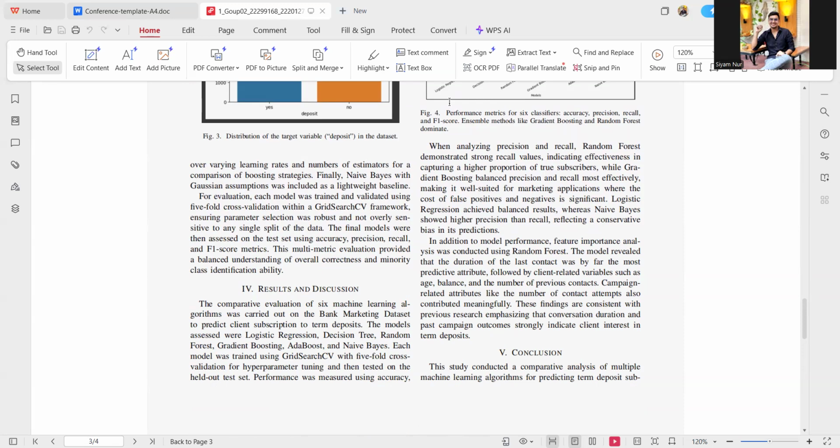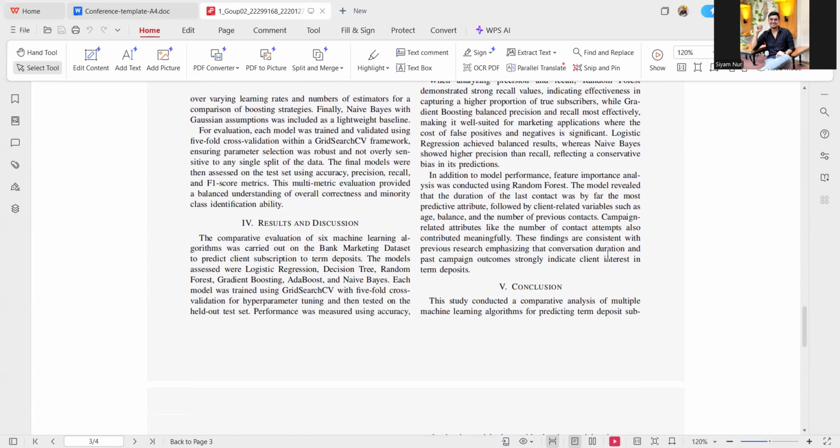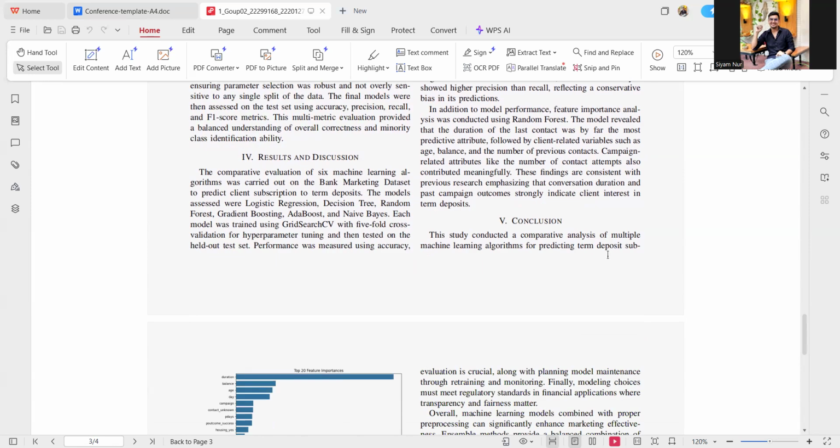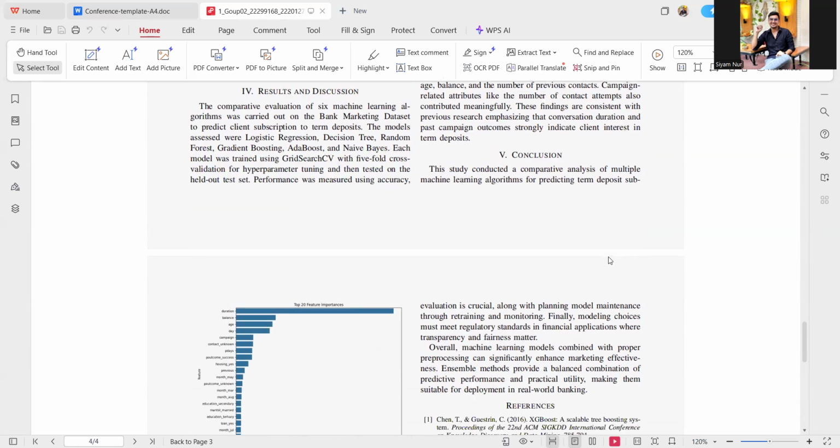To conclude, this study confirms that ensemble methods, particularly random forest and gradient boosting, are the most effective algorithms for predicting customer subscription to bank term deposits. These models consistently outperform simpler classifiers like logistic regression, decision trees, and naive Bayes in terms of accuracy and predictive performance.